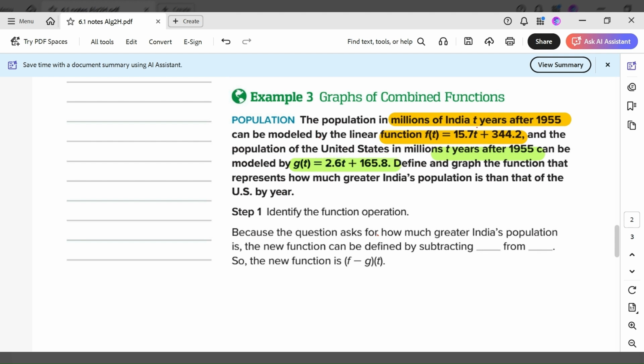They want us to define and graph the function that represents how much greater India's population, and here's the phrase, how much greater India's population is than that of the US. So it says step 1, identify the function operation. So because the question asks for how much greater India is over the US, it's defined by subtracting g of x from f of x. In this instance, actually g of t from f of t.